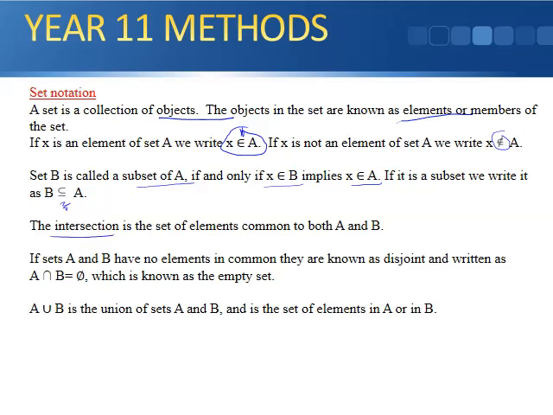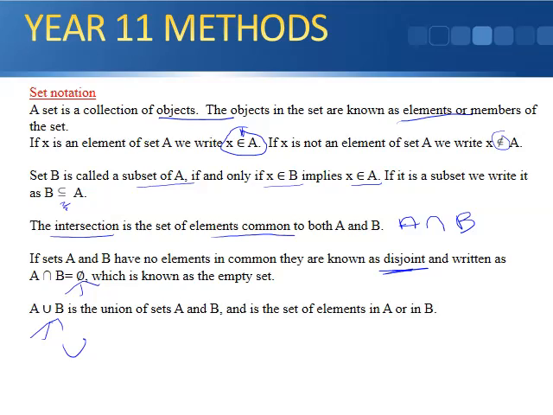Intersection, and this is very important, is a set of elements common to both, and we write the intersection as, if we've got a set A, this part is the intersection, and then we've got the set B. If sets A and B have no elements in common, they are known as disjoint and written as that. That means disjoint there, which is known as the empty set.